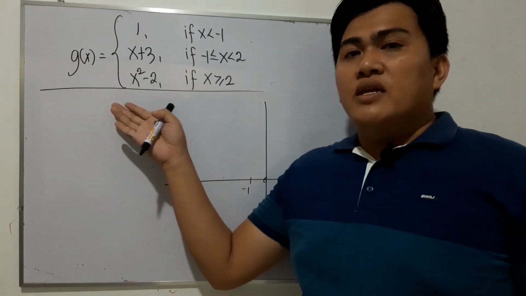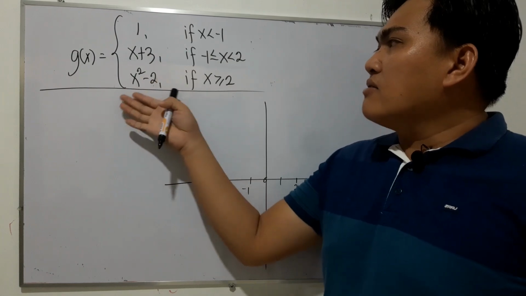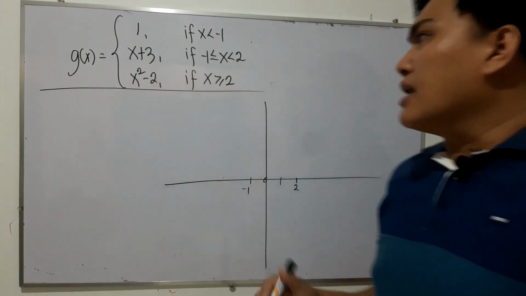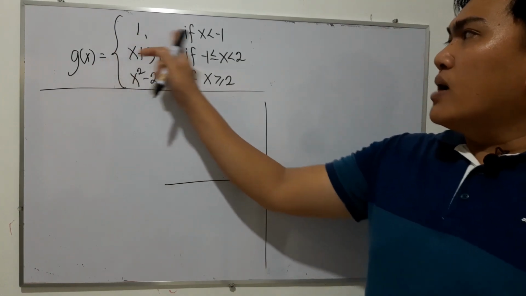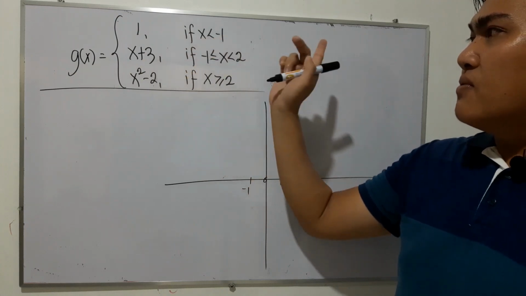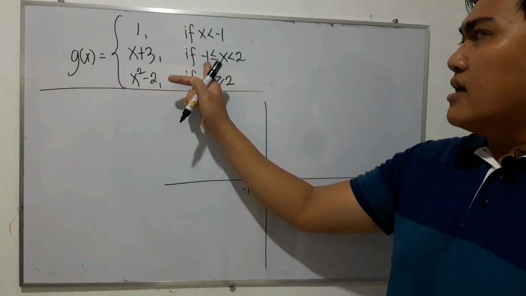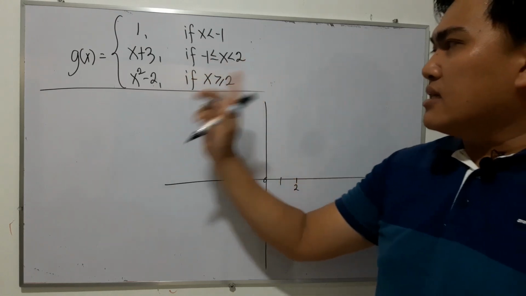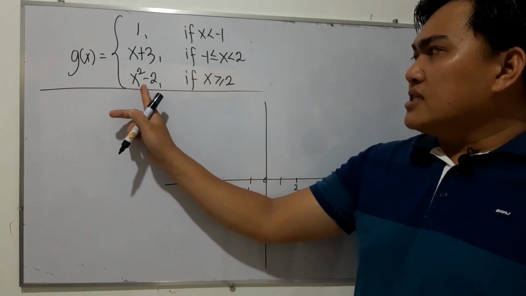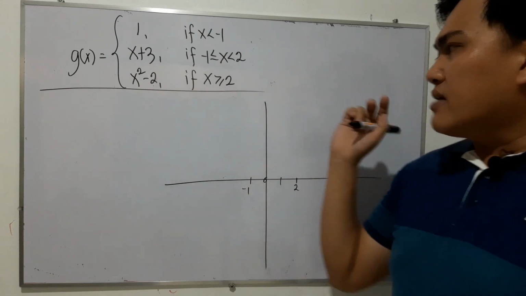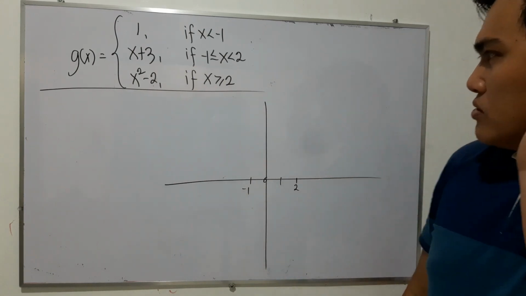Okay, we are given here the piecewise function. How does the graph look? So g of x is 1 if x is less than negative 1. g of x is x plus 3 if x is greater than or equal to negative 1 but less than 2. And g of x is x squared minus 2 if x is greater than or equal to 2.